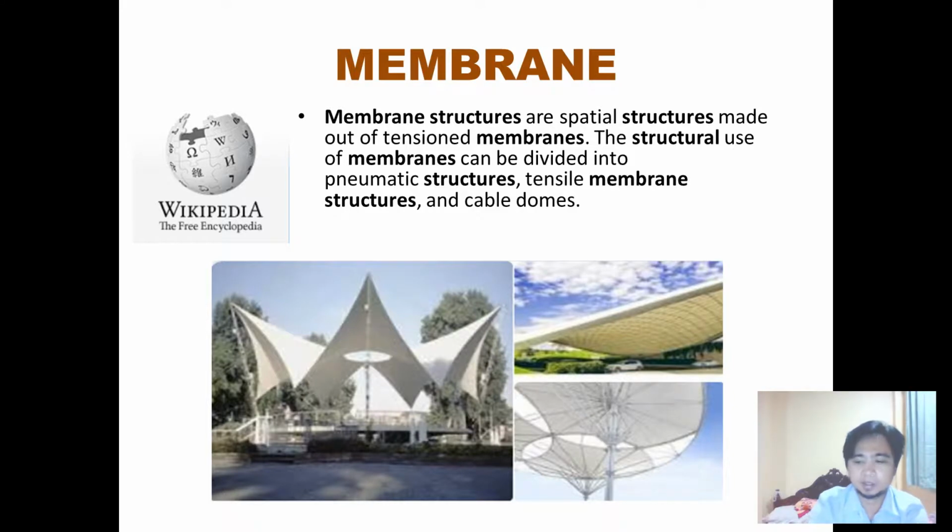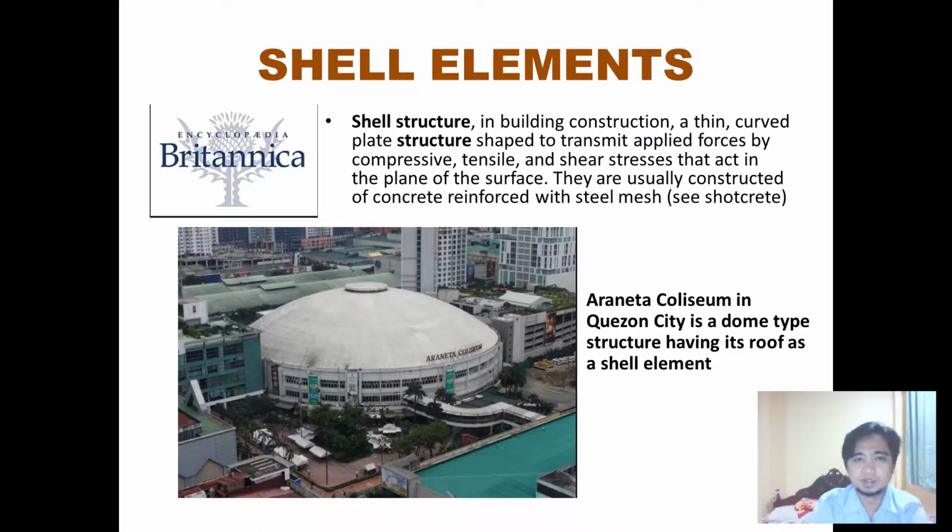Okay, so another shell element is a shell structure, which could be found in Araneta Coliseum in Quezon City. It is a dome type structure having its roof as a shell element. So you know the span of Araneta Coliseum.